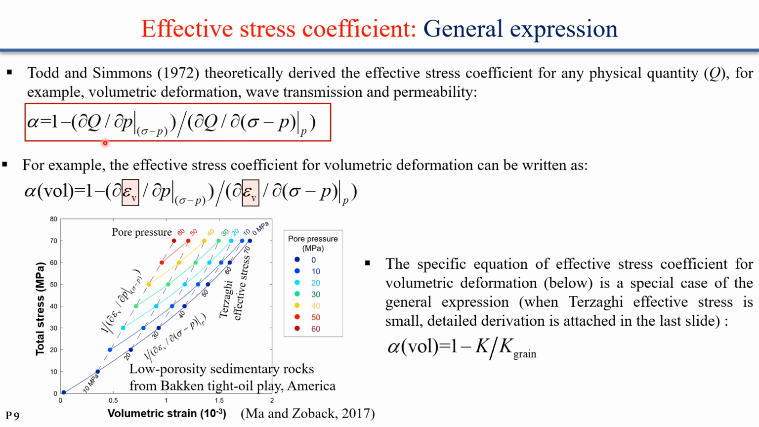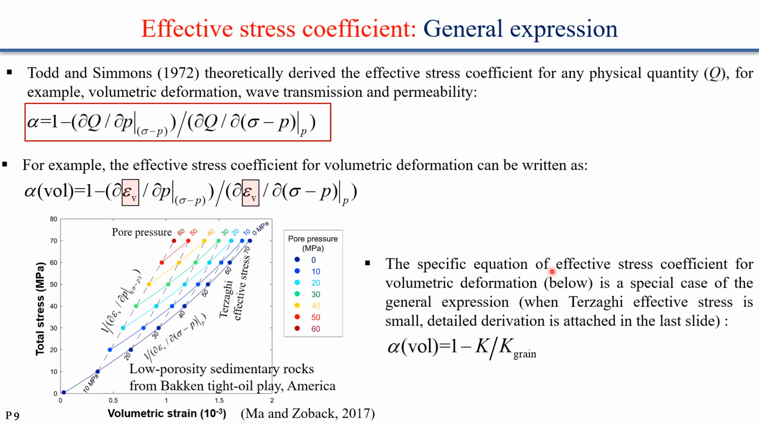And similarly, for any physical quantity, we can use this equation. We need to replace this Q with the quantity that we want to focus on. And then we measure this quantity by systematically changing the pore pressure and total stress and quantify the slopes, then substitute those slope values into this equation and derive the effective stress coefficient for the specific physical quantity Q.